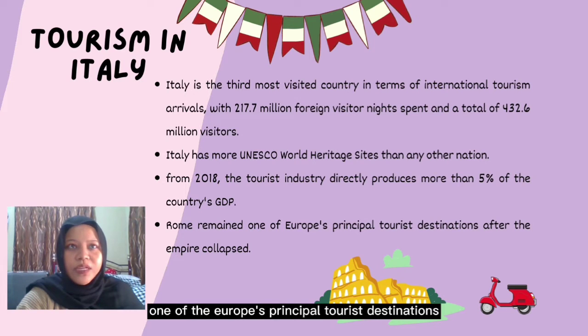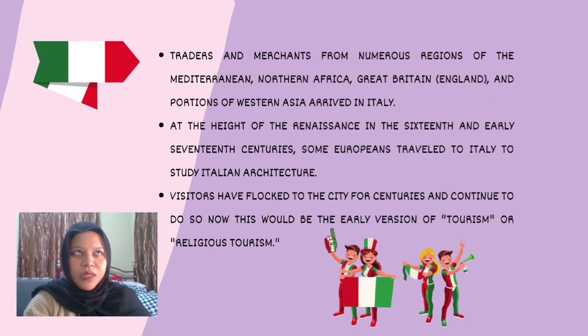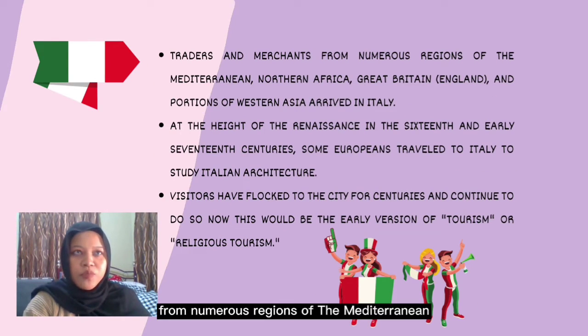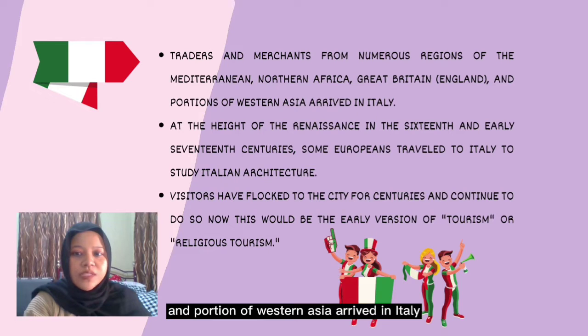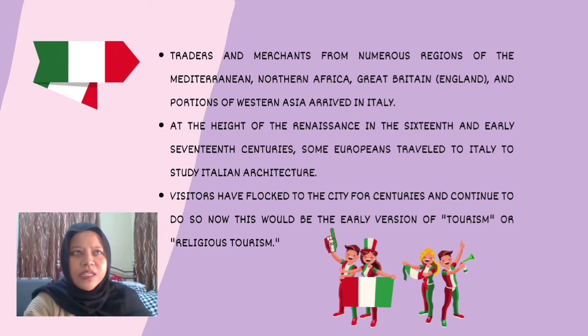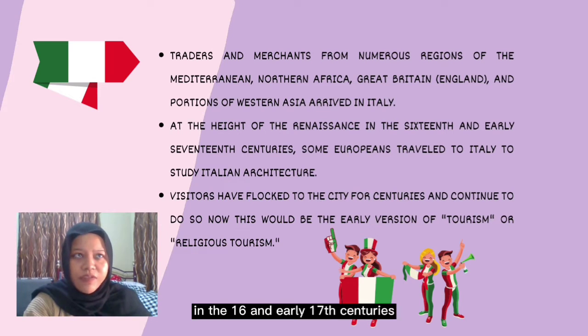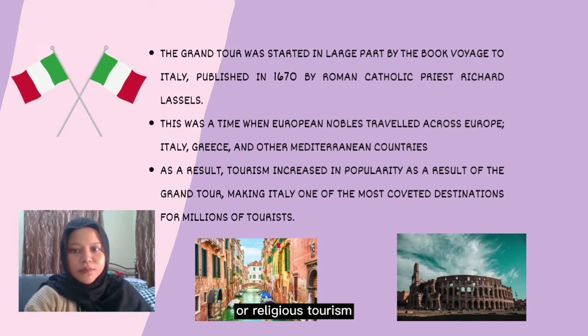Rome remained one of Europe's principal tourist destinations after the empire collapsed. Traders and merchants from numerous regions of the Mediterranean, Northern Africa, Great Britain, and portions of Western Asia arrived in Italy. At the head of the Renaissance in the 16th and early 17th centuries, some Europeans traveled to Italy to study Italian architecture. Visitors have flocked to the city for centuries and continue to do so. Now this will be the early version of tourism, or religious tourism.